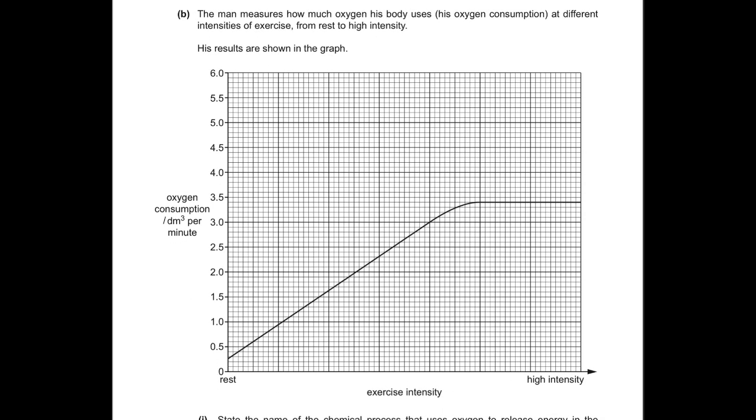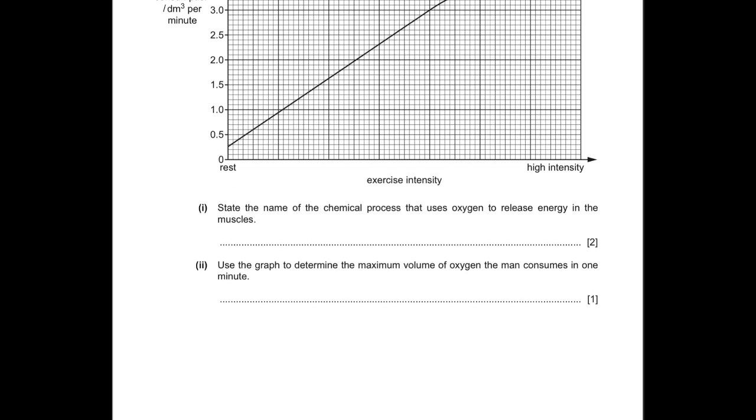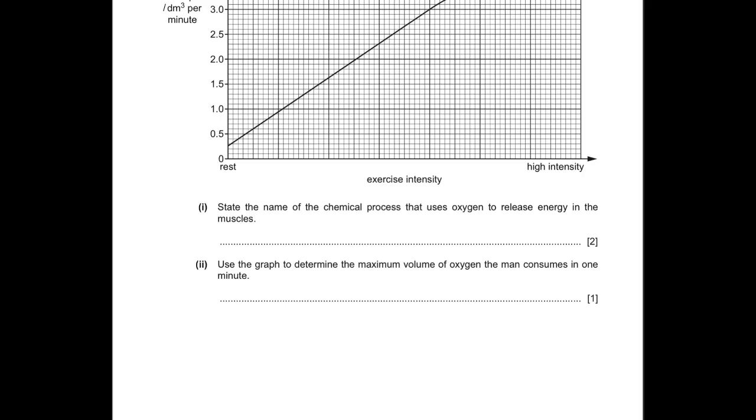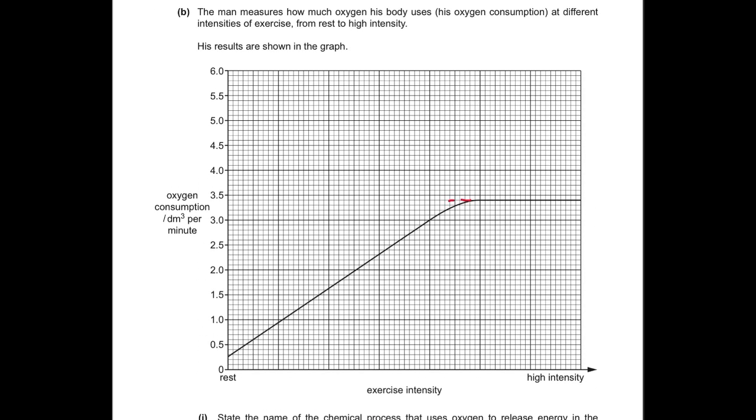The man measures how much oxygen his body uses, his oxygen consumption, at different intensities of exercise from rest to high intensity. His results are shown in the graph. So exercise intensity is on the x-axis and oxygen consumption on the y-axis. State the name of the chemical process that uses oxygen to release energy in the muscles. So the process that releases energy in the presence of oxygen is called aerobic respiration. Use the graph to determine the maximum volume of oxygen the man consumes in 1 minute. So we can see on the graph the maximum amount is around 3.4 decimeter cube.